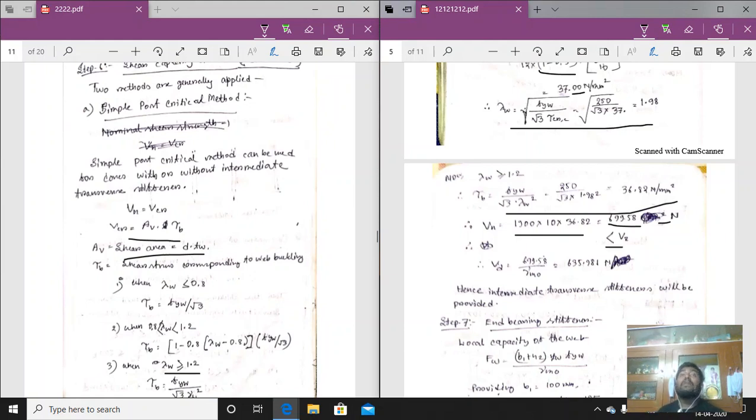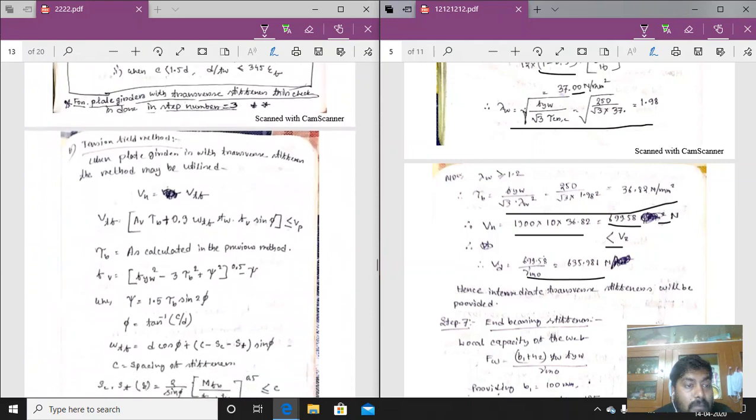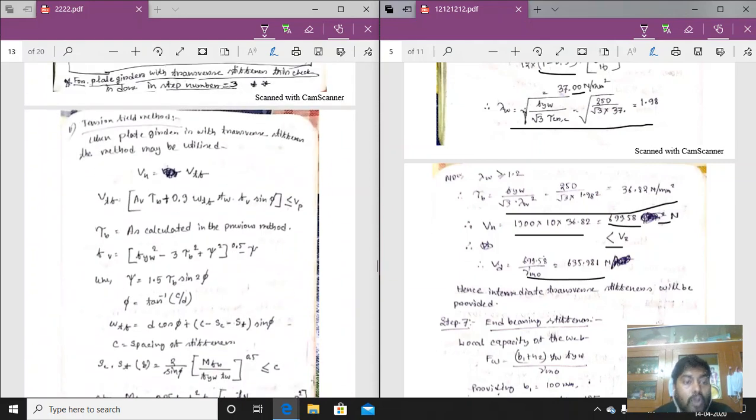That means there will be a requirement of transverse stiffeners. That means intermediate transverse stiffeners will be required, as we are getting the value of the shear capacity less than the shear force acting. So transverse stiffeners have to be provided. Okay, so this check is also done. Now coming to step number 7. What does step number 7 say? Now you can also try the tension field method. You will get another value of the shear. So either the tension field method or the simple post critical method we can use.